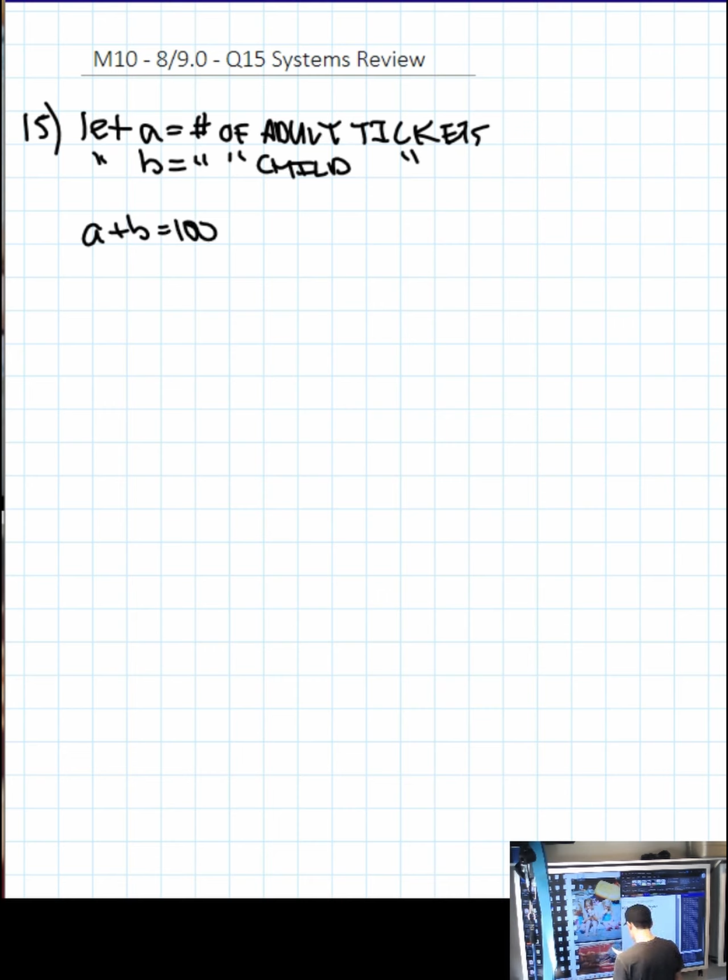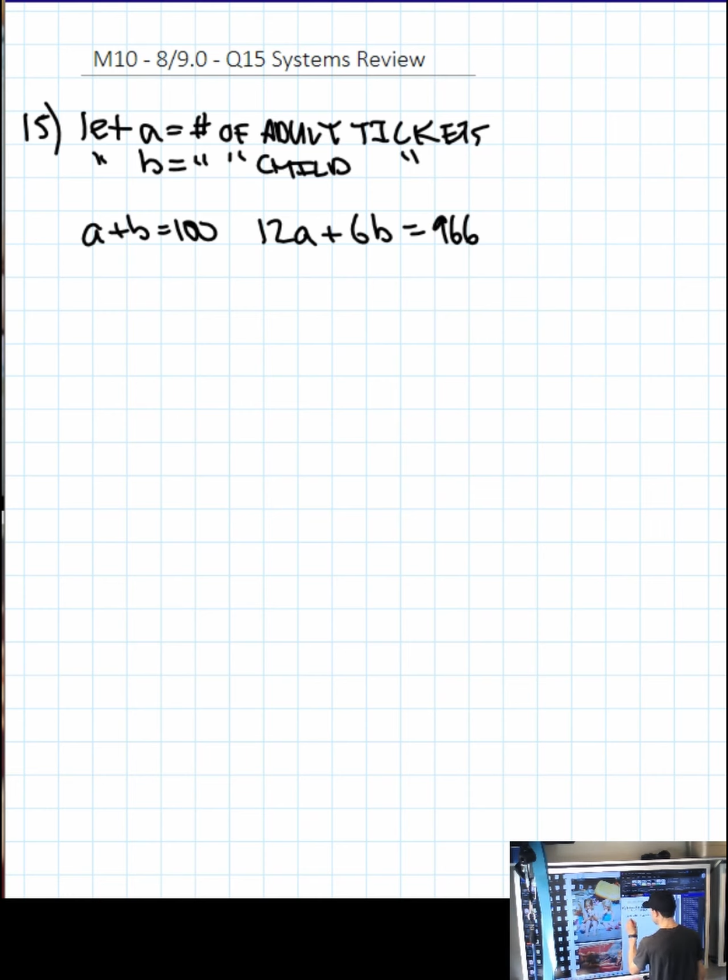And then we have a total of $966 in revenue. So 12, the value of an adult ticket, times the number of adult tickets, plus 6, the value of a child ticket, times the number of child tickets, B, equals $966. Notice you could have used a variable like C for child tickets, but all the same, actually it probably would have been a better idea.